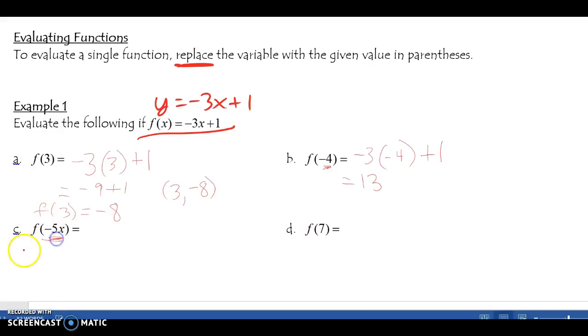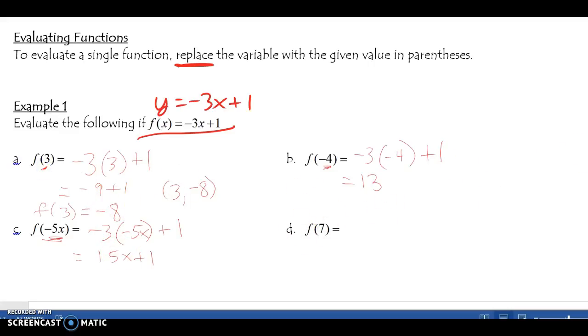Same idea if you're starting with an expression for that replacement. We take out the x that was there and replace it with that quantity in the parentheses. Notice we didn't leave the x there. We totally take it out and replace it. So we end up with 15x plus 1. So when we're evaluating a function at an expression, our answer is another expression. If we're evaluating it at a value, our answer is a value.